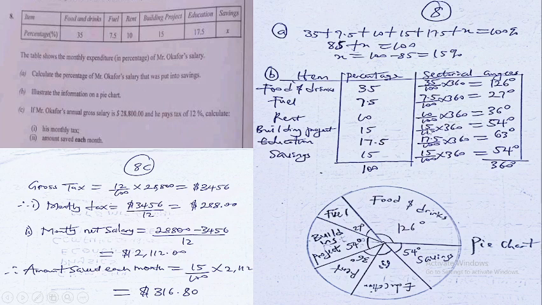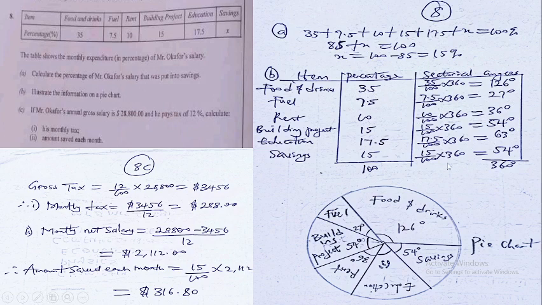15 divided by 100 times 360 degrees will give us 54 degrees as well. 17.5 over 100 times 360 degrees will give us 63 degrees. Then 15 divided by 100 times 360 degrees will give us 54 degrees. And then when you add all these sectorial angles together, it should give us 360 degrees. So we have been able to convert each percentage into sectorial angle.